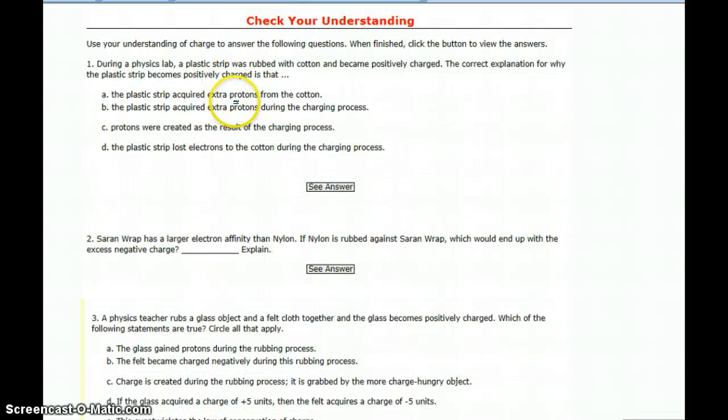So a quick check for understanding. During the physics lab, the plastic strip is rubbed with cotton. The cotton became positively charged. Now, it could not have acquired extra anything, whether protons or electrons, and we couldn't have created it. It's that the protons never move and we never create anything. All we did was move electrons from the cotton to the plastic. Now that means the cotton became positive, and that means the plastic strip would have become negative, but the total net charge would still be 0.